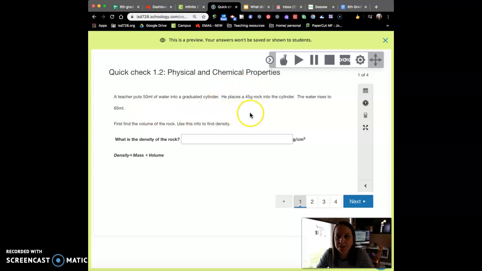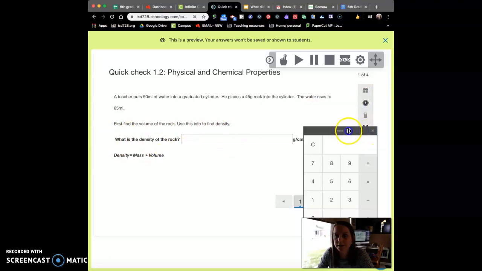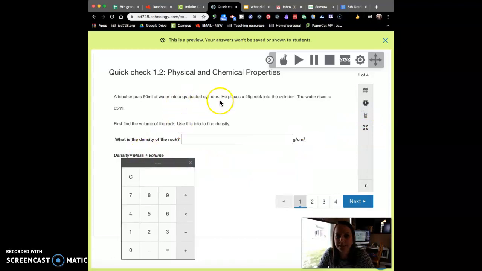Then we know that the mass right here is 45 grams, and to find density is mass divided by volume. So I can pull out my calculator here. We said the mass is 45 grams, and the volume we said was 15 milliliters, or 15 centimeters cubed. So we divide that by 15, and our answer is 3. Notice the units are already on here, so you wouldn't need to write those in. If the units were not on there, you would want to add that in.